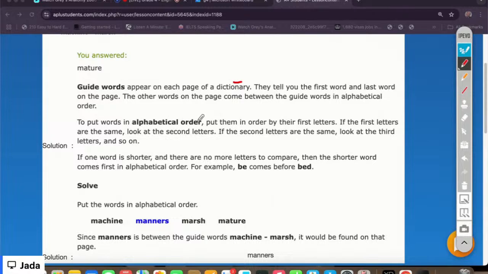To put words in alphabetical order, you have to put them in order by their first letters. If the first letters are the same, look at the second. If the second are the same, look at the third, and so on. If the third is the same, you look at the fourth. That's the way to put words in alphabetical order. If one word is shorter and there are no more letters to compare, then you put the shorter one first. For example, we have B.